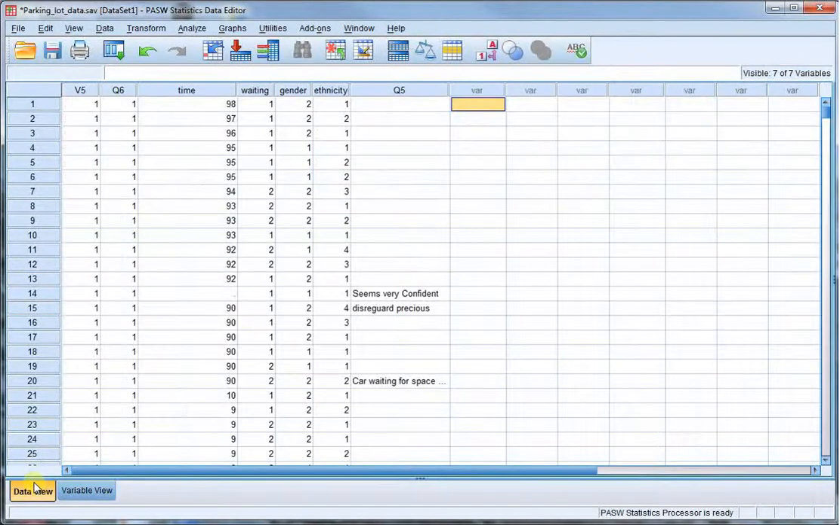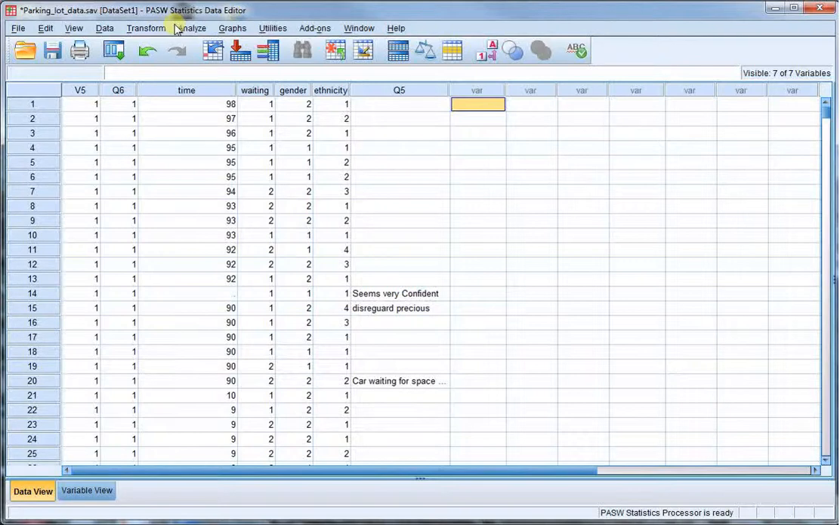So if we think back to our original hypothesis, we predicted that people would take longer to pull out of a parking spot when someone was waiting compared to when no one was waiting for the spot. So in that hypothesis, we have two conditions, waiting versus not waiting, and we have a continuous dependent variable, the amount of time it took someone to leave the spot.